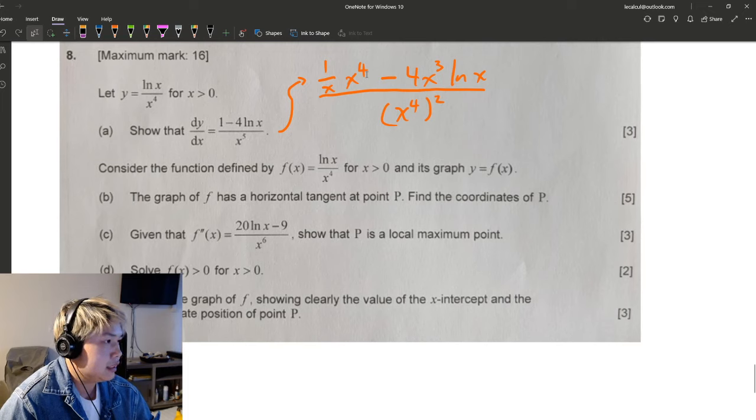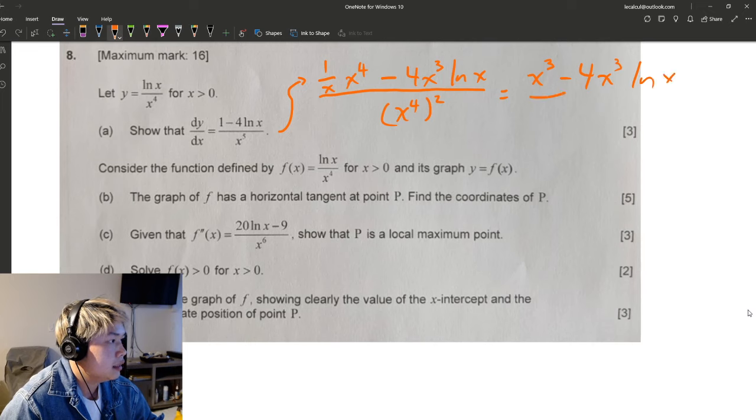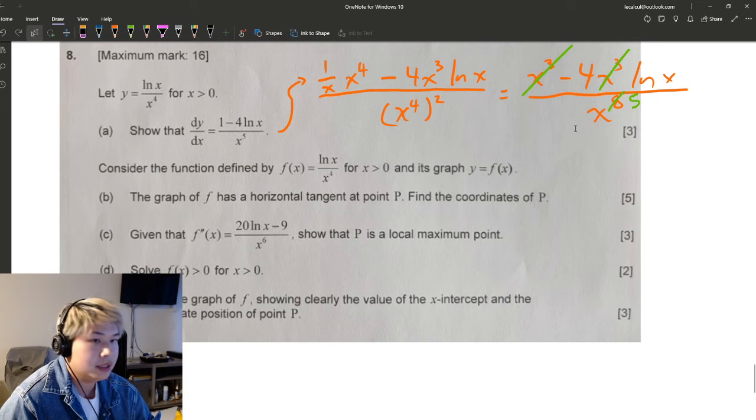Anyways, and then we just need to continue simplifying this so it looks like this, right? So this is going to be x cubed, and then we have 4x cubed natural log of x, and then we're going to have x to the power of 8. And then essentially these x cubes are going to cancel out with 3 of these x cubes down here. So this becomes x to the power of 5, and then we have this. So there you go. Not bad.